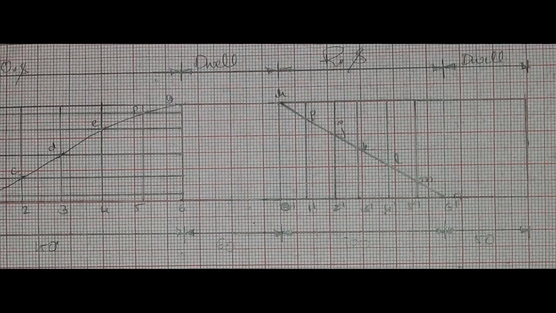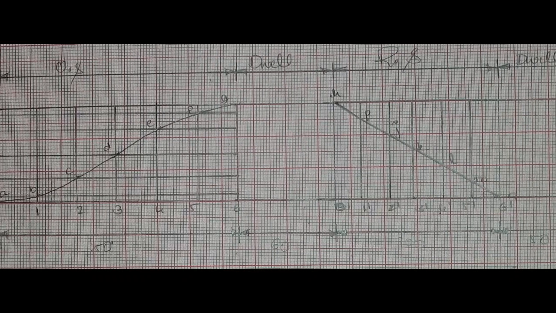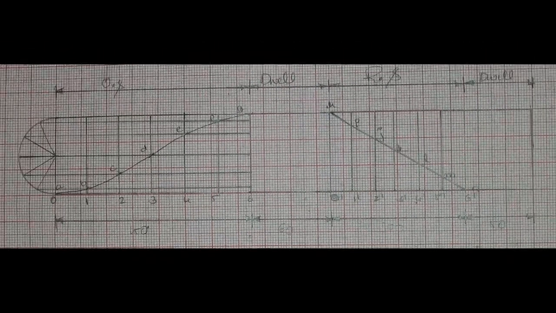Construct the line for the dwell. What is the meaning of dwell? The distance between the follower and the circumference will remain the same, and the angle will change. That is the end of the construction of the displacement diagram.